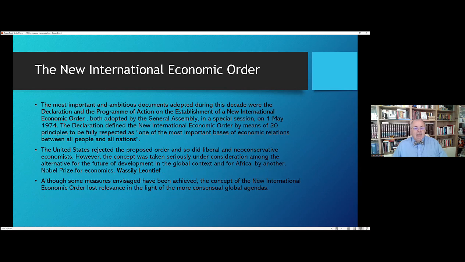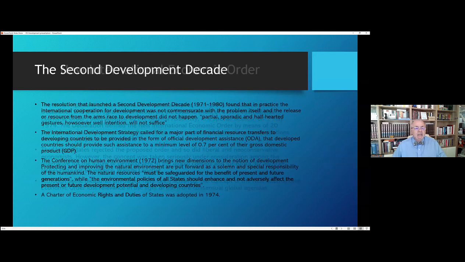An event which at its time was very resounding and very important and raised the stakes of development was the new international economic order. I won't insist on that because this is a subject in itself, but I put it here because you have to know that this was probably the most ambitious document ever adopted in the United Nations, because it really contains proposals that were meant to fix the issue of unfair trade between developing and developed countries.